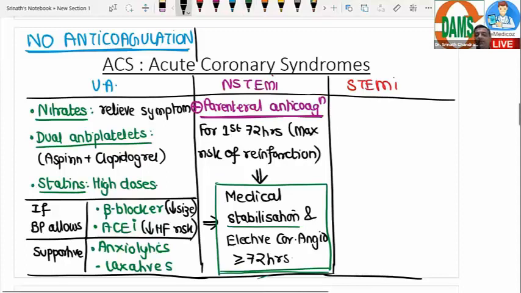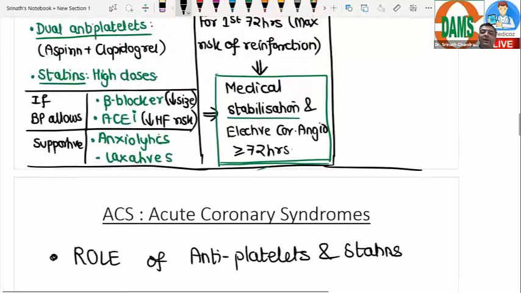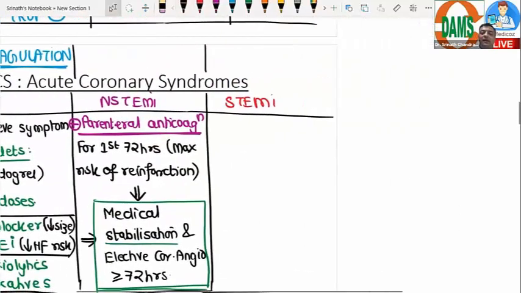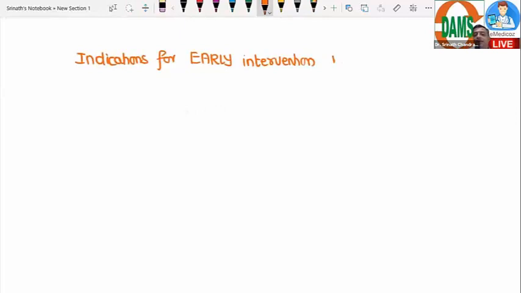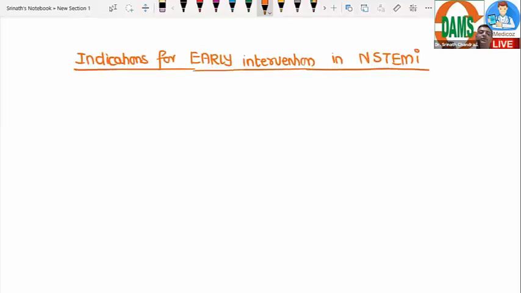So here is the point. What are the indications? Can we do anything in an emergency? I want you to learn what are the indications for early intervention in a case of NSTEMI.